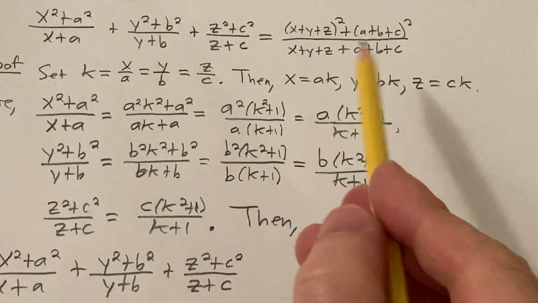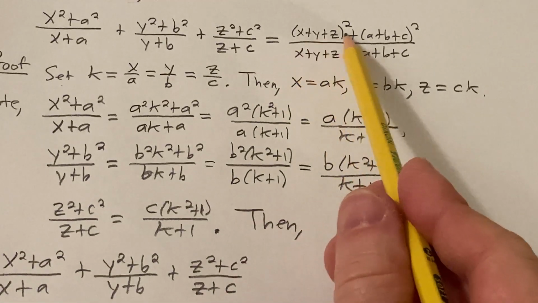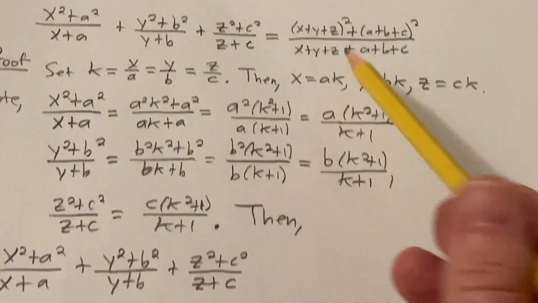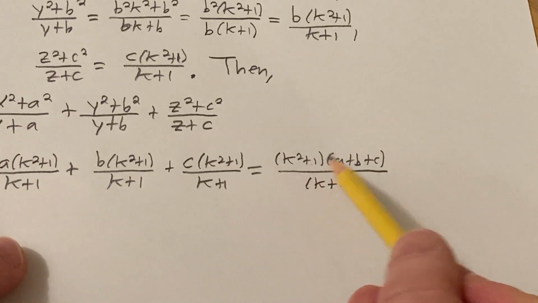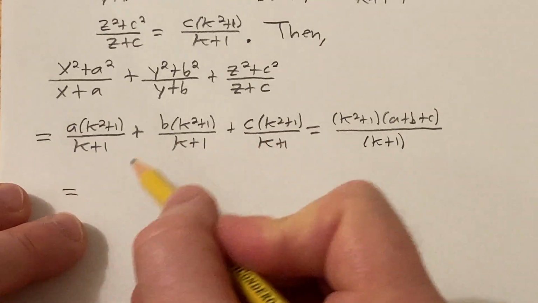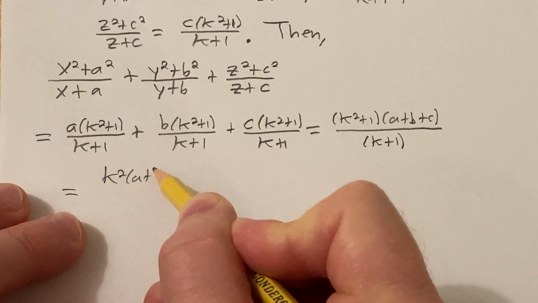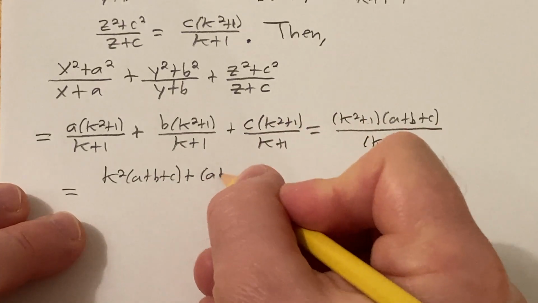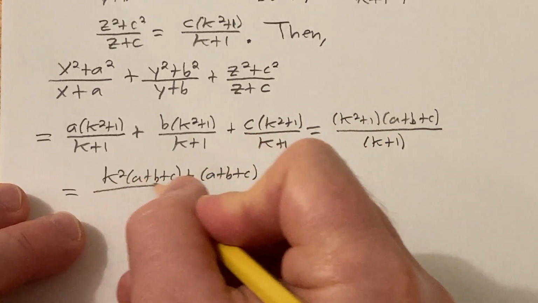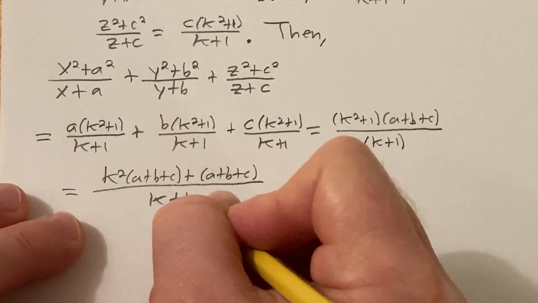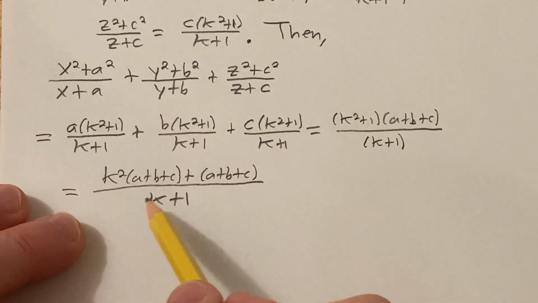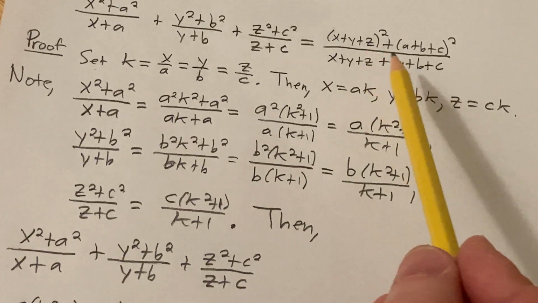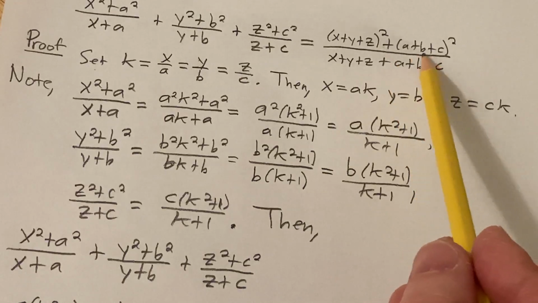Okay, so we need to get this, right? (x + y + z)², (a + b + c)². So we need two terms, because there's a plus here, and here we have one term. So let's go ahead and break it up as follows. This is equal to k²(a + b + c) plus, and then 1 times that will be a + b + c, over k + 1. So now we have 2 terms in the numerator, 2 terms in the denominator. And over here, same thing, right? We have 2 terms in the numerator, 2 terms in the denominator. So we need an (a + b + c)².